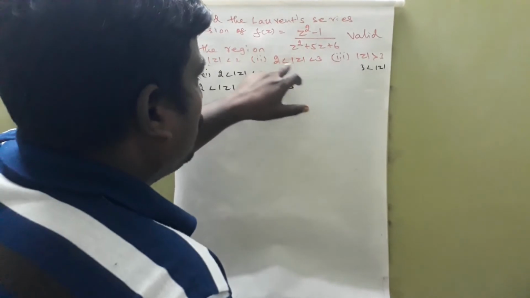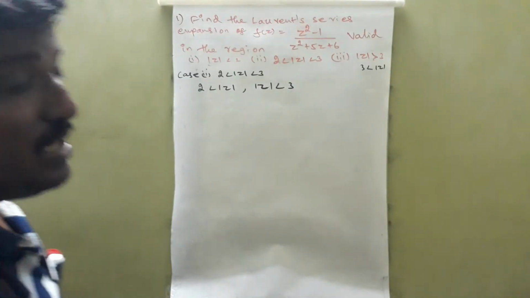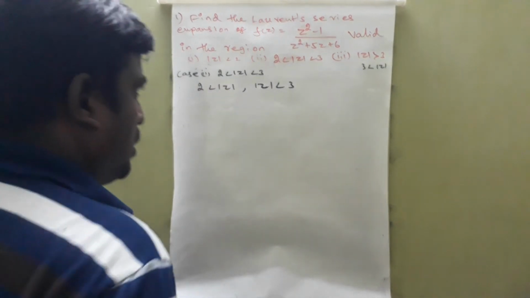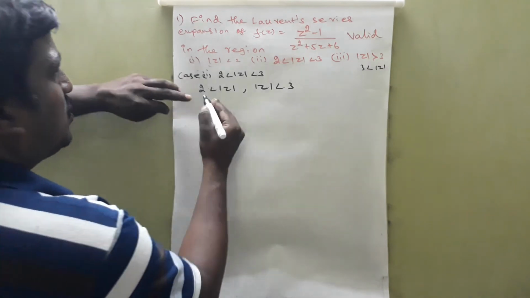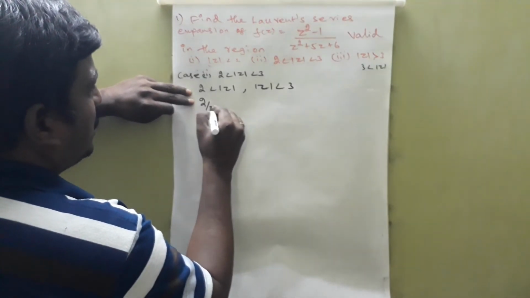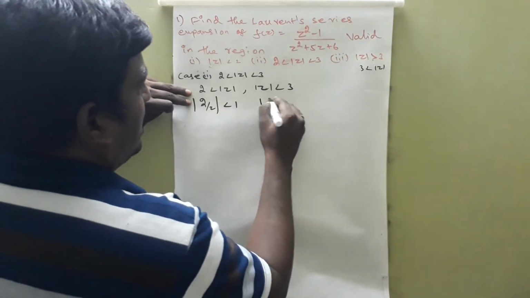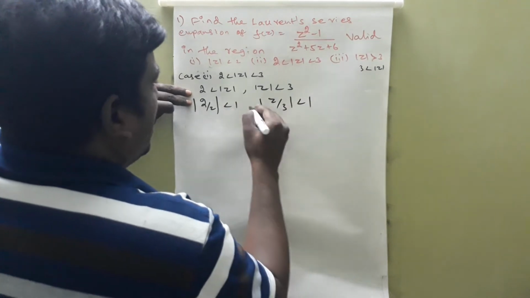So suppose I have 2 less than symbols in our condition, what I have to do? I have to split it. So 2 less than modulus of z less than 3. So I need less than 1. So what are the conditions that exist? 2 by z less than 1, z by 3 less than 1. I have 2 conditions.